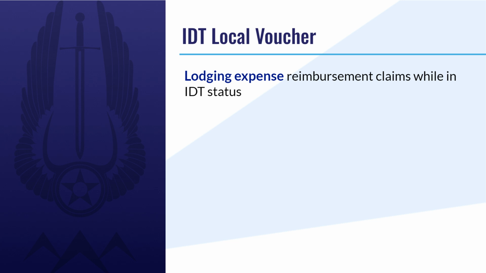IDT local vouchers are for lodging expense reimbursement claims while in IDT status. It is not used for expense claims related to traveling to and from IDT duty. This is the most common purpose for a local voucher document. Local vouchers are also for round-trip mileage-only claims. This is when an RC member travels daily between the duty location and home of record, and typically within a commute distance radius. A member receives 1 round-trip mileage for the whole tour. Distance is based on the actual odometer reading.